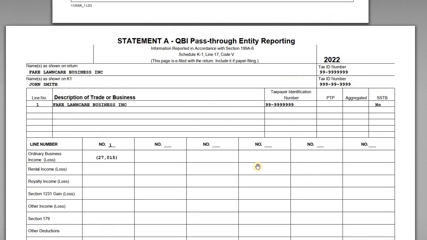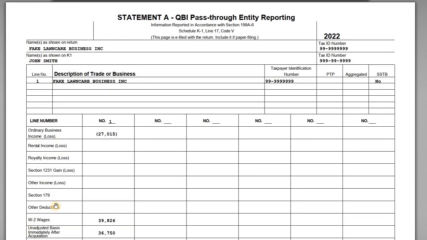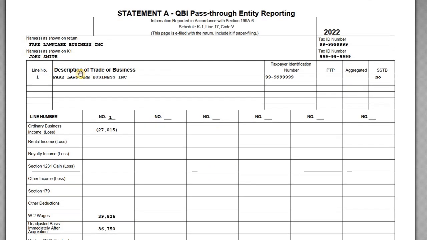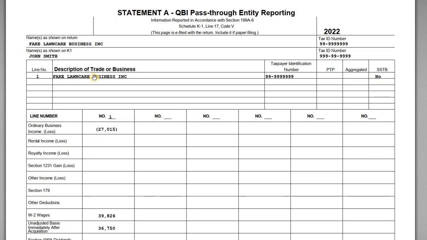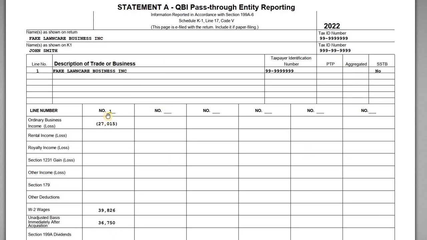QBI information. So this is really important for taxpayers with pass-through entities. So QBI, or Section 199A, provides a tax deduction on the allocation of pass-through income or trade or business income coming through from a partnership or an S Corp. You can also get it if you're a sole proprietor, right? You're just filling out a Schedule C. But in this case, we have an 1120S with a K-1.